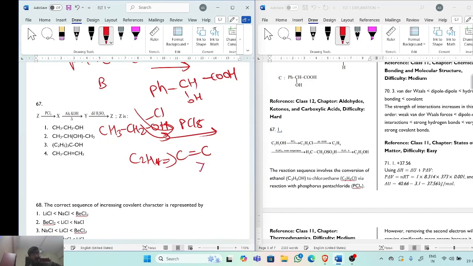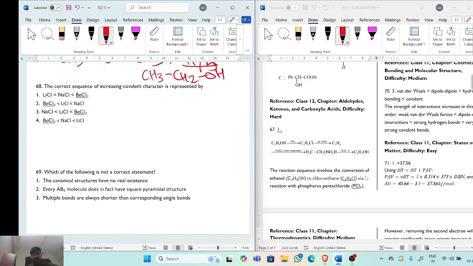Now we are reacting ethene with dilute H2SO4. When we react ethene with dilute H2SO4, the compound CH3CH2OSO3H will form. This OSO3H group will be attached. Now, when we react this compound with H plus, H2O in the presence of heat, it will be converted back to ethanol, which is CH3CH2OH. So our correct answer is option number 1.